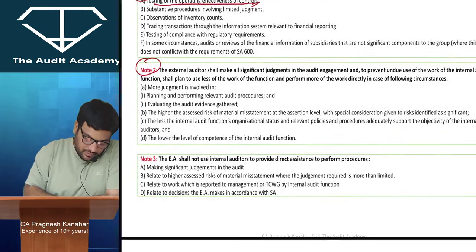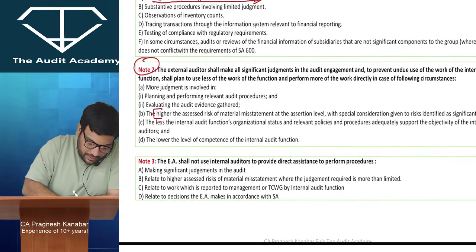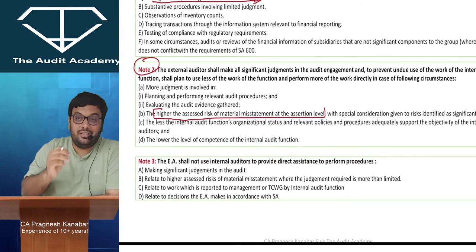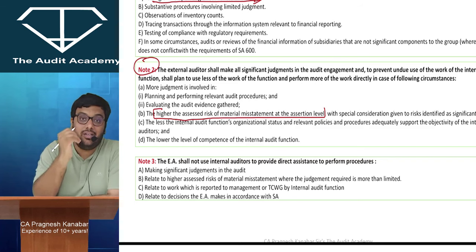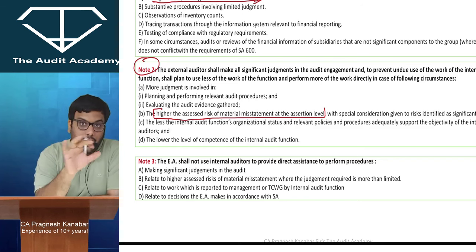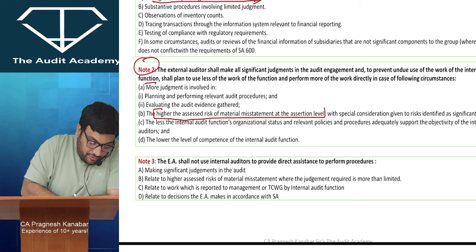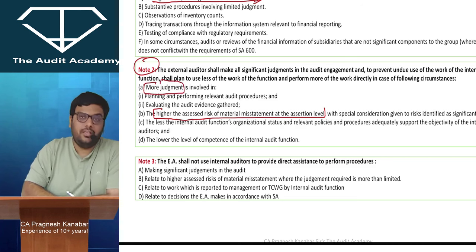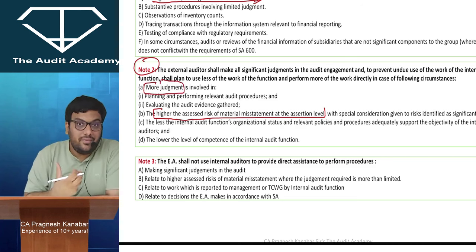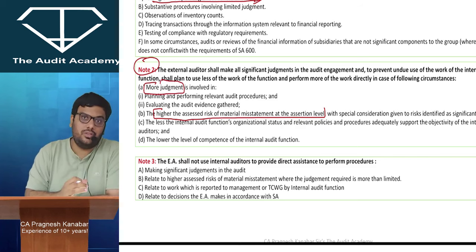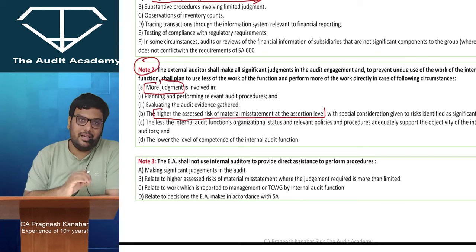So you can see it very clearly over there. The higher the assessed risk of material misstatement at the assertion level, that means if there is a high chance of error or fraud, avoid using his work, or even if you are using his work, it should be to a very small extent. Look at this: if more judgment is involved in planning the procedures and evaluating the evidence, that means all the significant judgmental matters, don't use his work or rely very little upon his work.